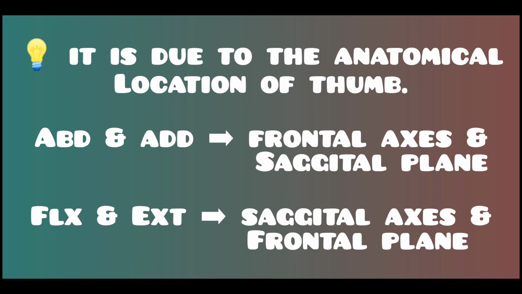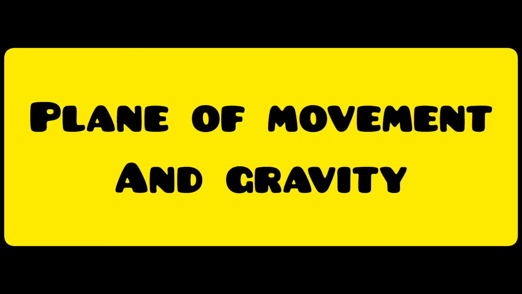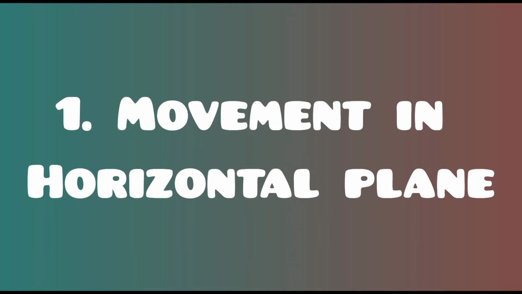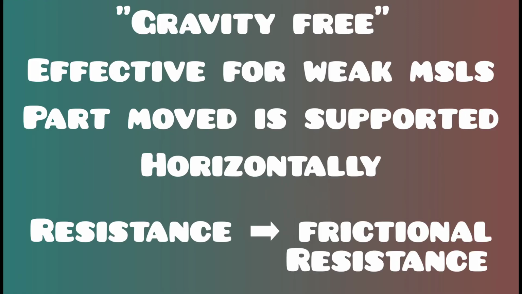Now, we will discuss the plane of movement and gravity. Number 1, movement in a horizontal plane. Movement in a horizontal plane is not affected by gravity and is therefore stated to be gravity free. Weak muscles, which are unable to produce movement against gravity, can often succeed in doing so when the part moved is supported horizontally, when the only external resistance which opposes them is the frictional resistance of the supporting surface.